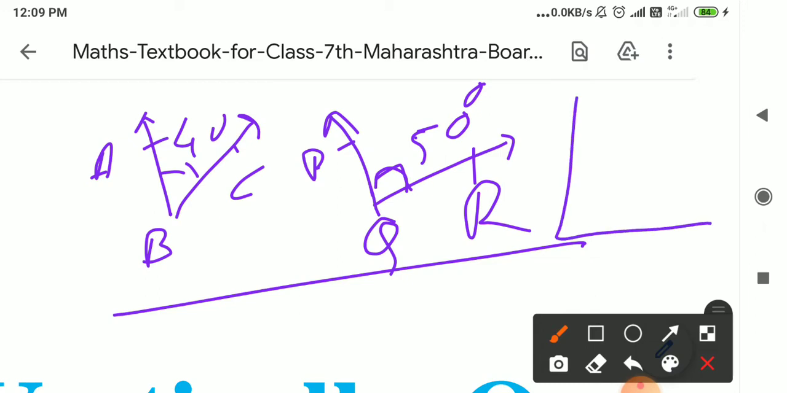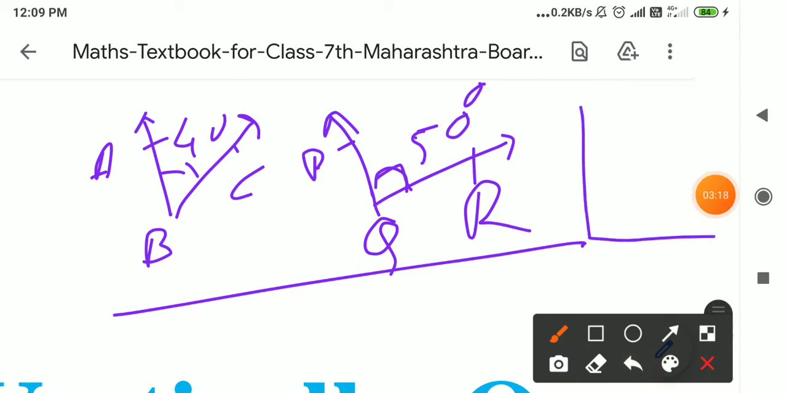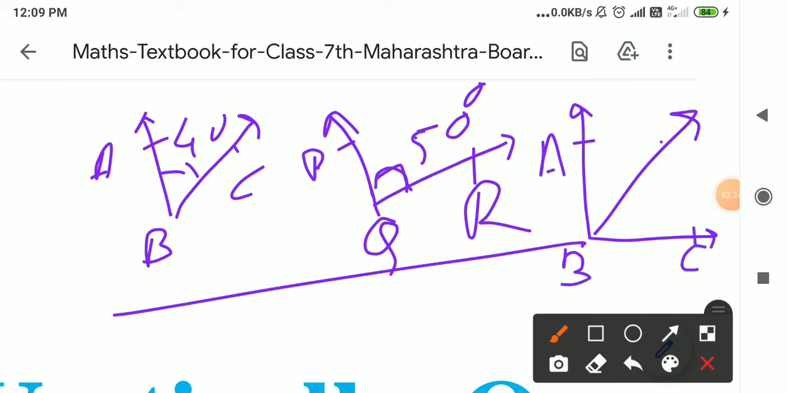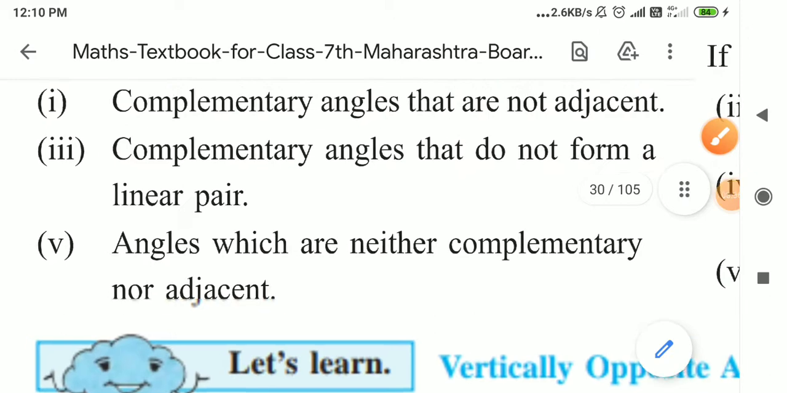And if we draw the angles in this way, this is the right angle. So ABC is the right angle, and suppose BD is a bisector, then angle ABD plus angle DBC is equal to 90 degrees, and that's why it is possible. So this statement is wrong.